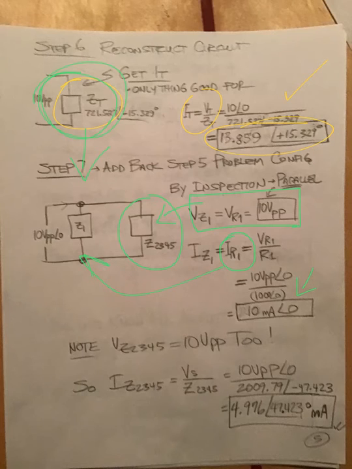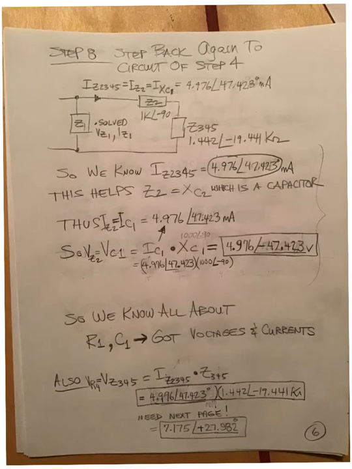It also shows us that Z2345, which is here, also has 10 volts. Well, that's fantastic. That allows us to calculate the current going in the red direction back and forth, and we probably want to take that back with us to the next page. So here's the next page.